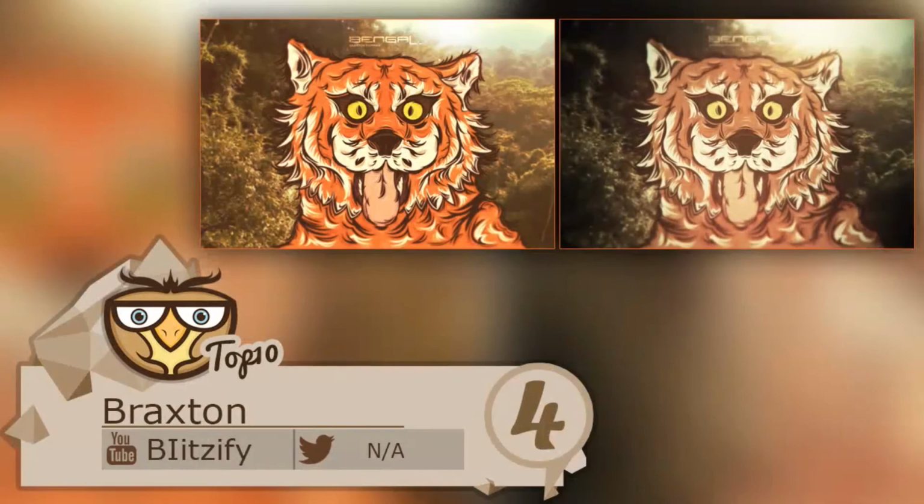Okay, so coming in at number 4 we have Braxton, who has submitted a Bengal tiger illustration. Now the illustration and line work and overall colour he did a great job with. One thing that I could give constructive criticism on is maybe not include it over a stock image, maybe just keep it strictly illustrated, and also don't add colour corrections to illustrations because they look better just vectorized and with illustrated colour. But other than that, great job.